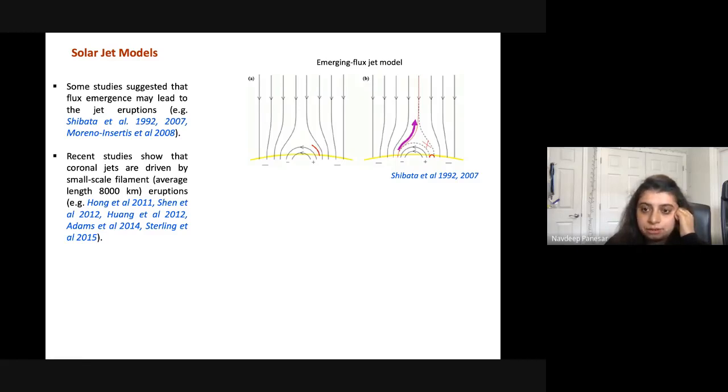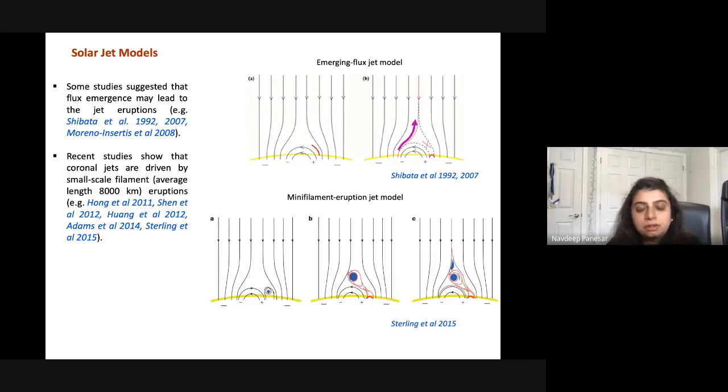This reconnection results in two new connections. One is this shorter loop, and the other one is this open field line. The newly reconnected jet material escapes along this open field line. In this jet idea, the jet bright point appears here, where there is a shorter loop over here.